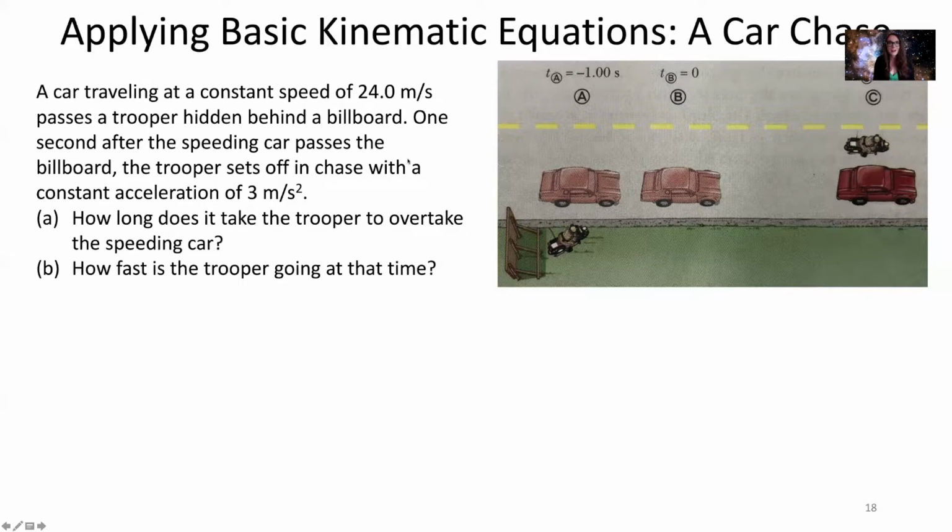He's on a motorcycle. 1 second after the speeding car passes the billboard, our trooper on motorcycle sets off in chase with a constant acceleration. How long does it take our trooper on motorcycle to overtake the speeding car? That means essentially to catch up with the speeding car.